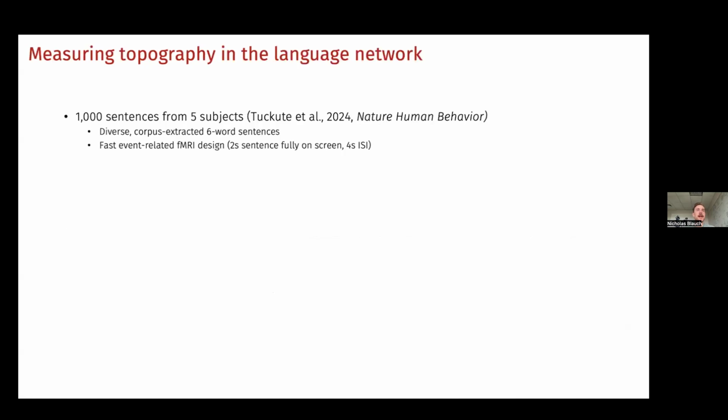So how do we do that? This data set contains 1,000 sentences in each of 5 subjects. So that's a pretty good size data set for being able to look at a data-driven sense of organization. They're all short sentences, so 6 words, and it's a fast event-related fMRI design where the sentences are fully on the screen for 2 seconds, and then it's 4 seconds in between sentences.